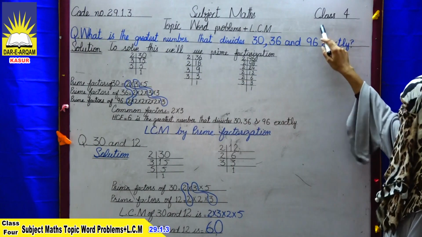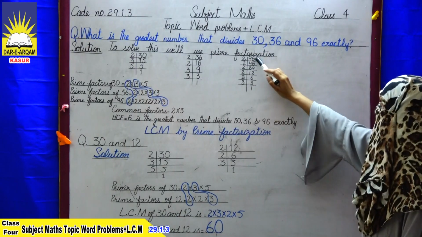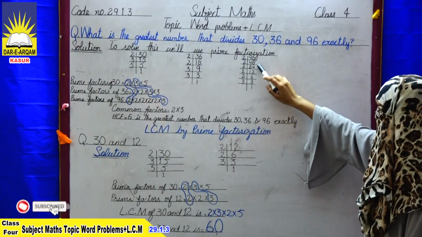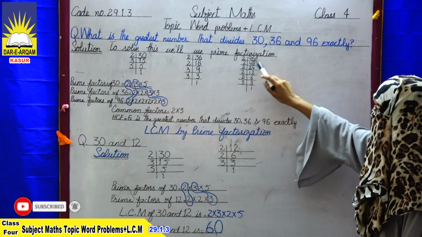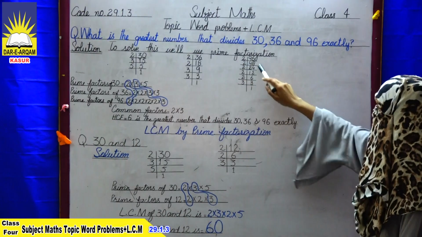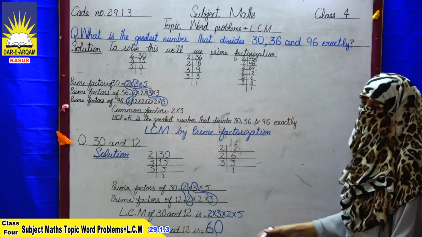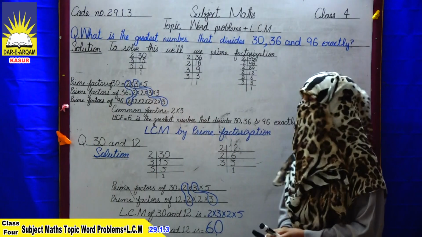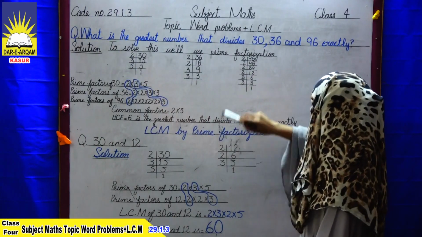Similarly, we will take 96. 96 is also an even number. We will divide 96 by 2. 2 fours are 8. 2 eights are 16. 48 is also an even number. 2 twos are 4. 2 fours are 8. 24 is also an even number. 2 ones are 2. 2 twos are 4. 2 sixes are 12. 2 threes are 6. 3 ones are 3. We know that all even numbers are divided by 2. We have all even numbers: 30, 36 and 96.